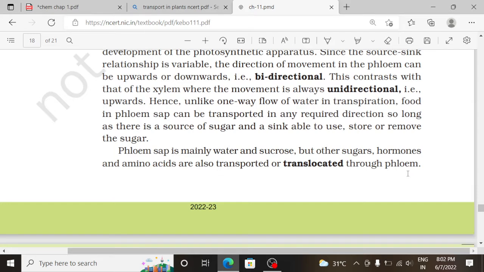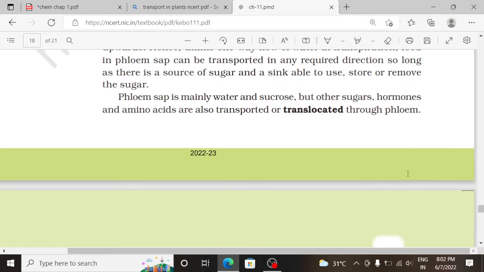That is upwards. Hence, unlike one-way flow of water in transpiration, food in the phloem sap can be transported in any required direction so long as there is a source of sugar and a sink able to use, store or remove the sugar. Phloem sap is mainly water and sucrose, but other sugars, hormones and amino acids are also transported or translocated through phloem.